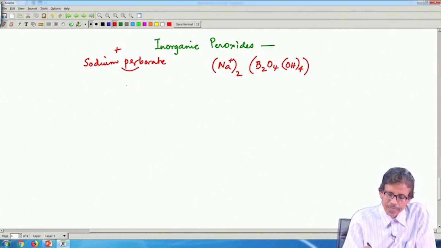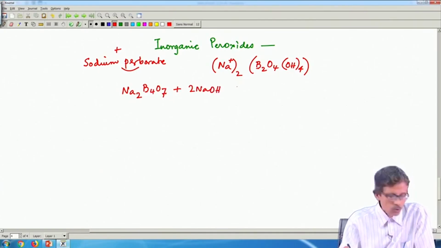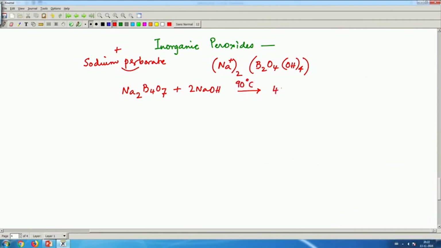which is nothing but sodium perborate or sodium permetaborate. It can be obtained from borax, Na2B4O7, when it reacts with sodium hydroxide at 90 degrees centigrade, it gives sodium metaborate NaBO2 plus H2O, and this sodium metaborate NaBO2 when it reacts with hydrogen peroxide, that is how we introduce the peroxy linkage to sodium metaborate.